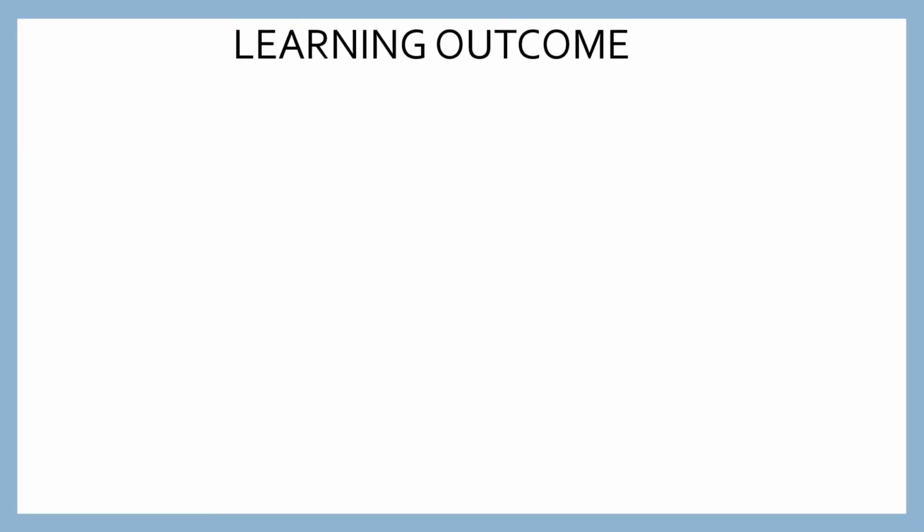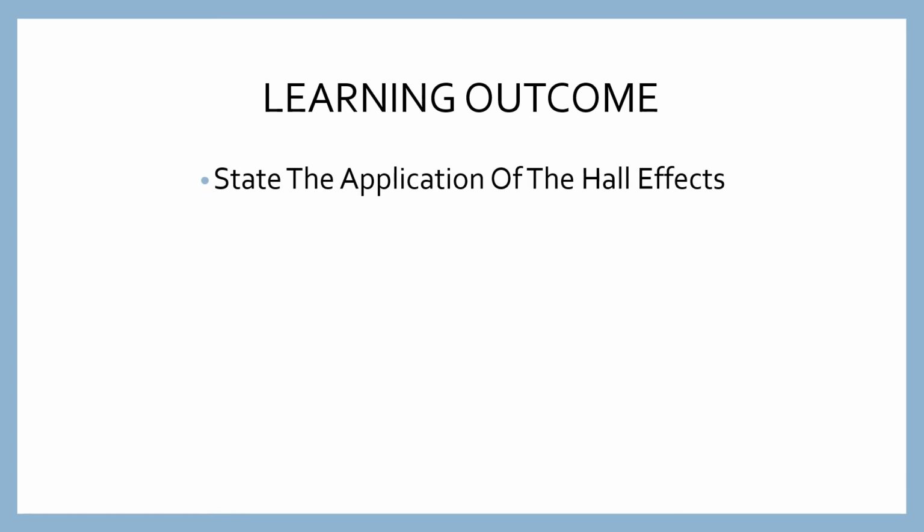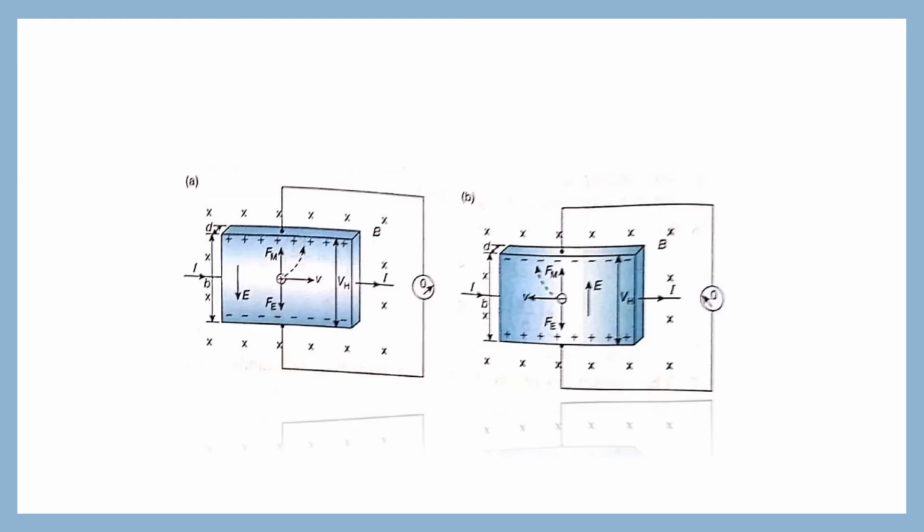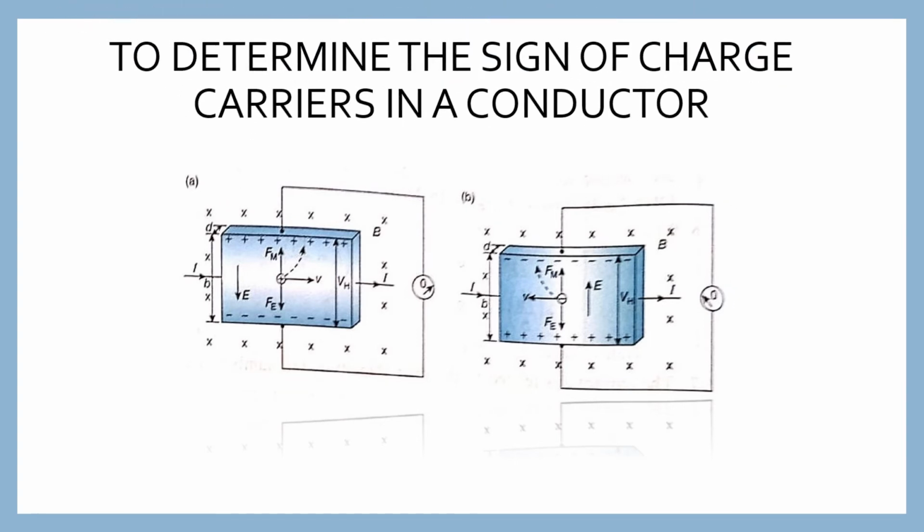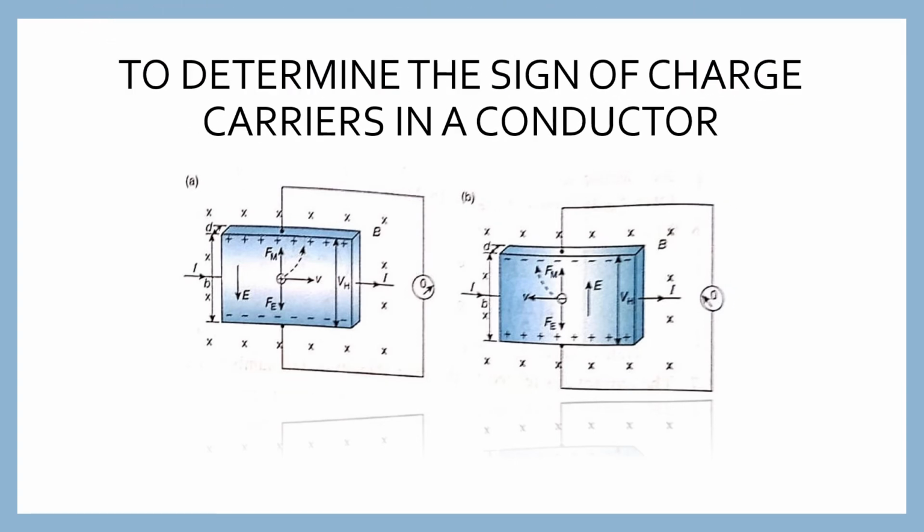The next learning outcome for today's lesson is to state the application of the Hall effect. There are two applications of the Hall effect. The Hall effect can be used to determine the sign of charge carriers in a conductor. Here we have two diagrams, two pieces of conductor, one with positive charge carriers and the other with negative charge carriers. The direction of the current in both diagrams is the same, and the direction of the magnetic field is also the same.